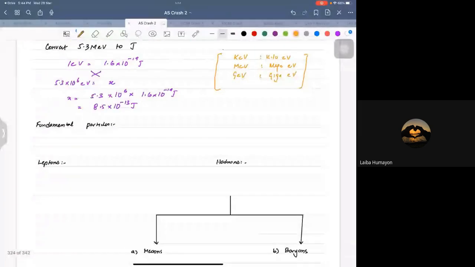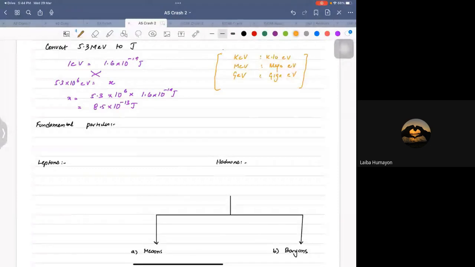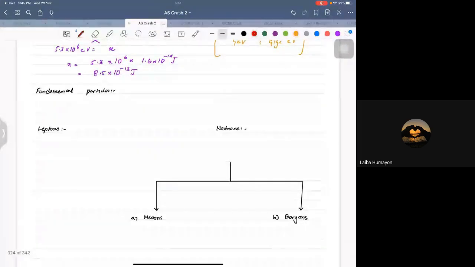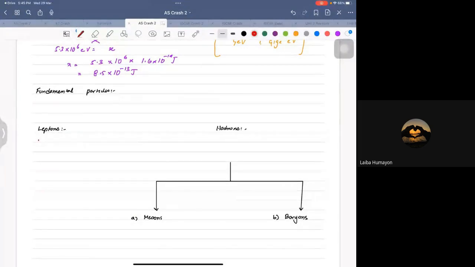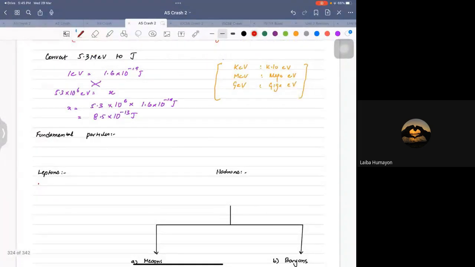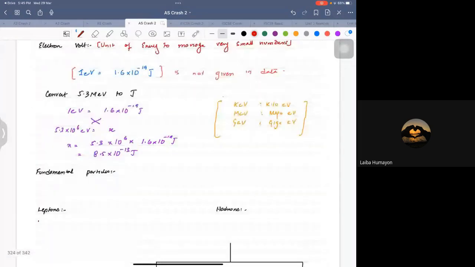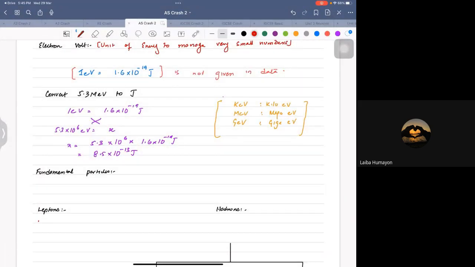Then it comes to fundamental particles, which is basically the main new thing for you. So there are two families of fundamental particles. They're leptons and hadrons. Leptons and hadrons are characterized by their ability. Okay, so leptons do not feel strong nuclear force. And because they do not feel strong nuclear force, obviously they will not be living in the nucleus. Do you understand?